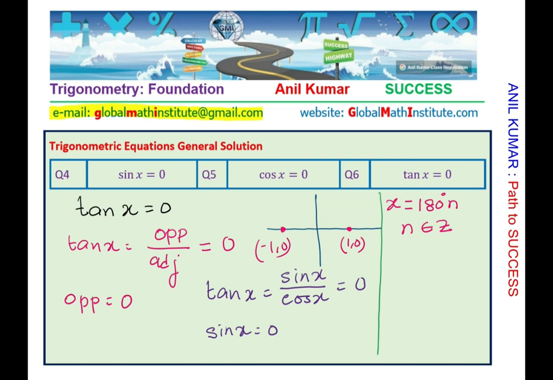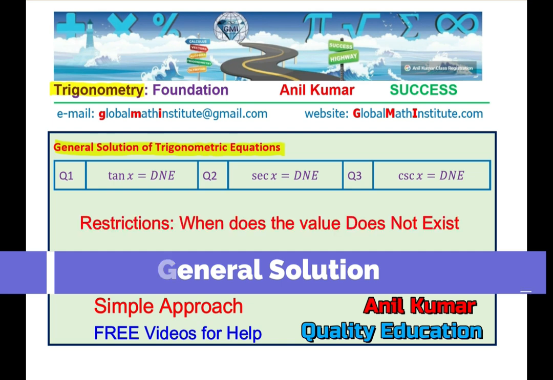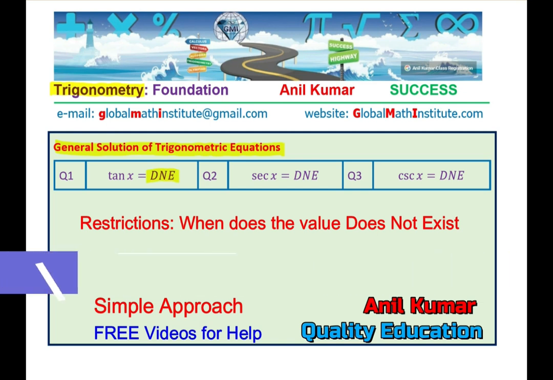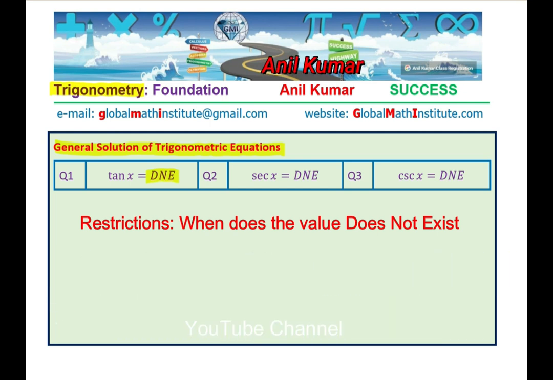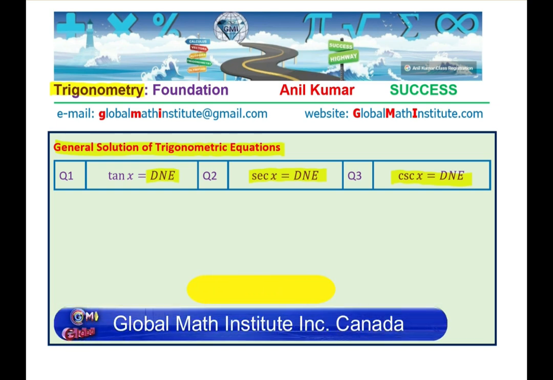I hope it makes sense. We need to find general solution of trigonometric equations. And you see, in all the three equations, we have tan x equals to DNE, where DNE means does not exist. Similarly, we have secant x equals to DNE, secant x does not exist, and cosecant x does not exist. Well, explore the playlist to understand better and get practice on similar questions.